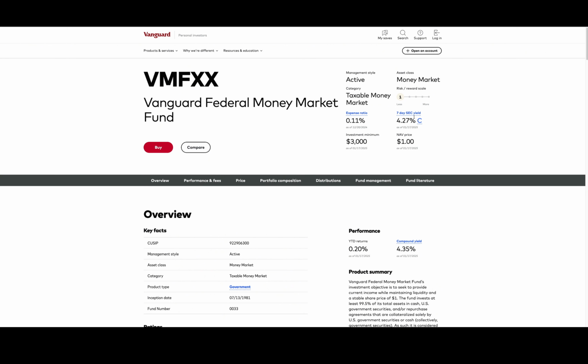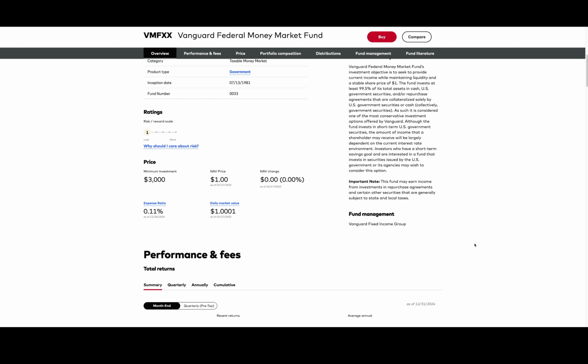Notice that 7-day SEC yield, your money is going to be compounding at 4.27%. Now also remember, this is a dependent number on where the federal government is borrowing money at their rate. The Fed is going to change those rates every single year, sometimes multiple times a year, so that number is going to fluctuate.